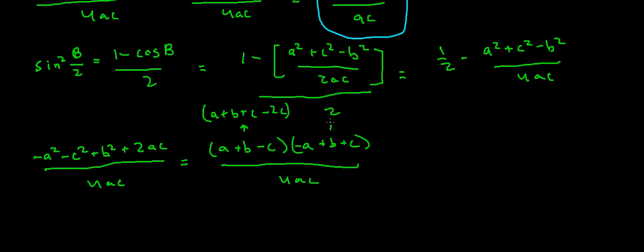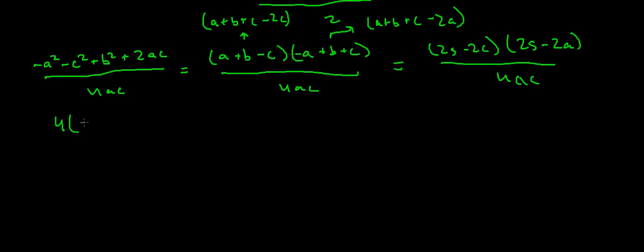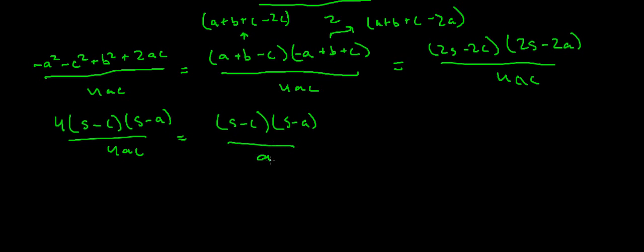So this is the same thing as that, and then this is the same. No, I'm going to put it over here. This is the same as A plus B plus C, and then the A here is minus, so minus 2A. So I can write this as 2S minus 2C, and then 2S minus 2A. In both cases I can factor out a 2. So this is 4 times S minus C, S minus A, over 4AC, which is equal to just S minus C, S minus A over AC. So that's that one.